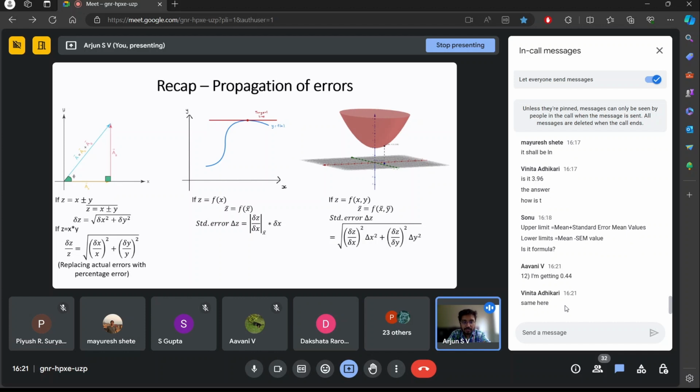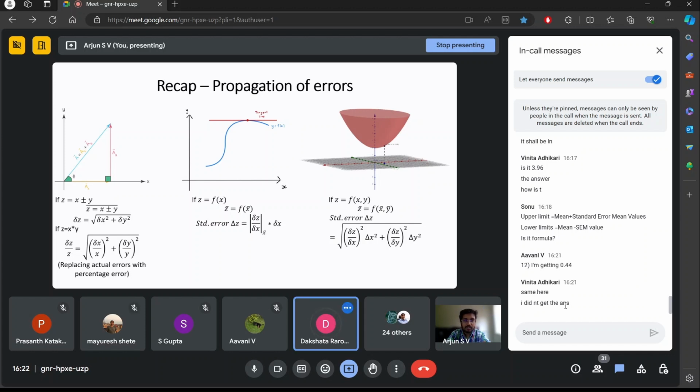Dakshata, can you hear me? Yes, sir. So you got 0.1 as the answer, right? Yes. I think what mistake you might have done is you might have taken delta z by z as 0.1 as the answer. So what you can do is you can multiply 0.1 into z to get delta z. So z value will be 11.4 now. Z value will be 4.8 into 6.6, which will be like 31.16, I think.